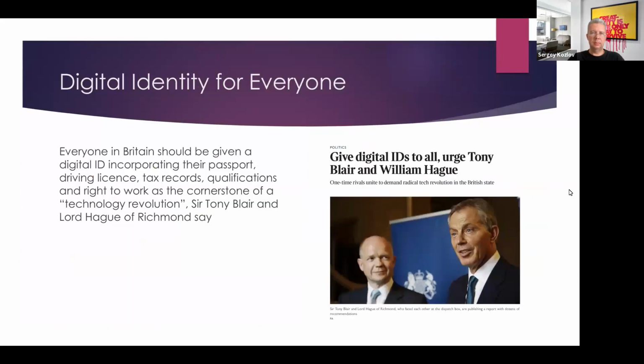So first I address you to this digital identity for everyone. This is Tony Blair with William Hague saying that everyone in Great Britain should be given a digital ID incorporating passport, driving license, tax record, qualifications, Sir Tony Blair and Lord Hague, Richmond, what they say.